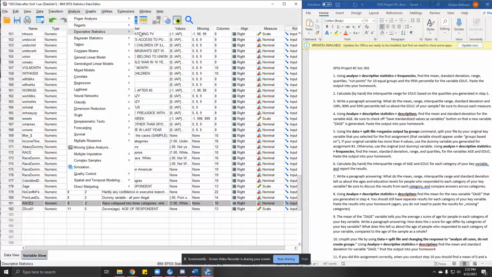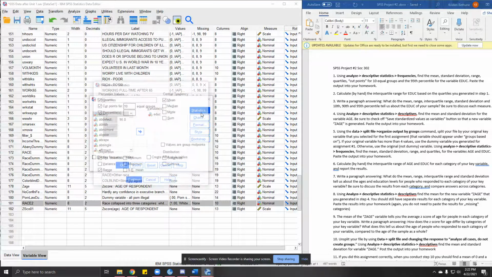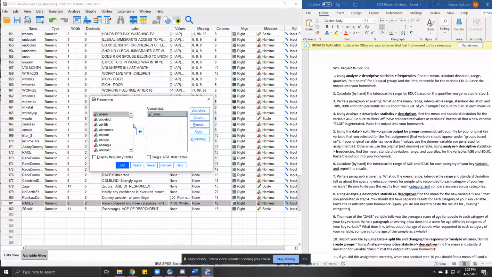Analyze, descriptive statistics, frequencies, and I'm going to find the mean, standard deviation, range, quartiles, all that stuff. I don't ask you for the percentiles, so I'll get rid of that. I don't ask you for the cut points, so we'll get rid of that. So I have mean, standard deviation, range, and quartiles for the variables age and education. So I got all my stats over there. Education is still here from the last time I did it. So now I'm just going to bring age over.